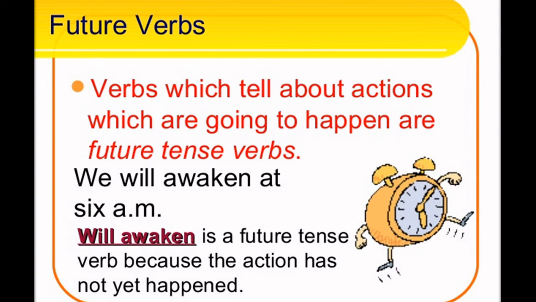Future verbs. Verbs which tell about actions which are going to happen are future tense verbs. We will awaken at 6 a.m. So in the present tense you are making plans for your future. Will awaken is a future tense verb because the action has not happened yet. Okay, so the action will happen in the future. The action has not happened yet and the action is also not happening in present tense.